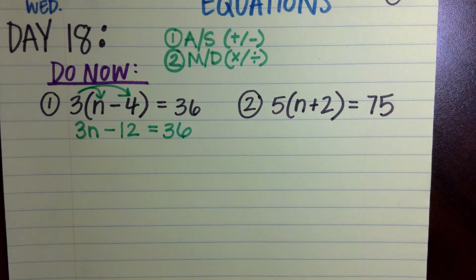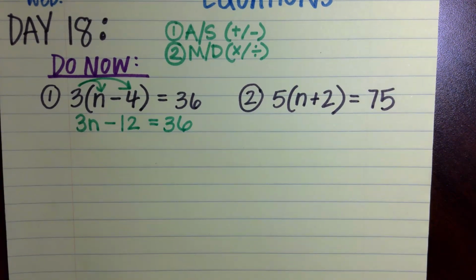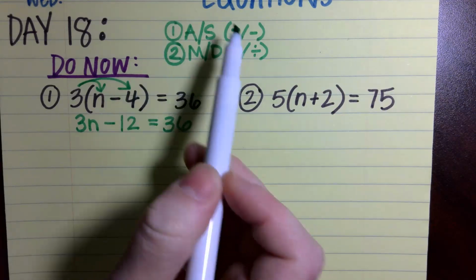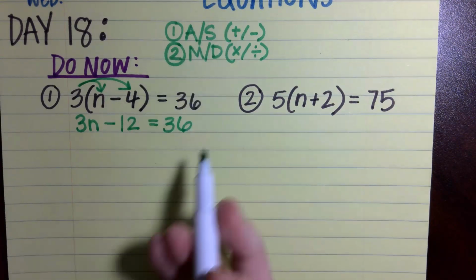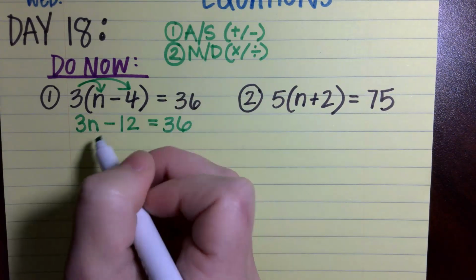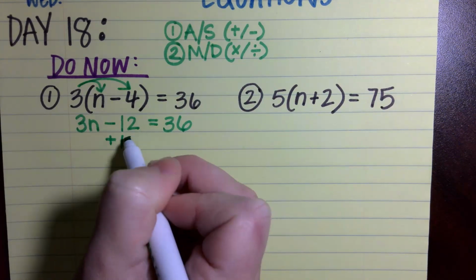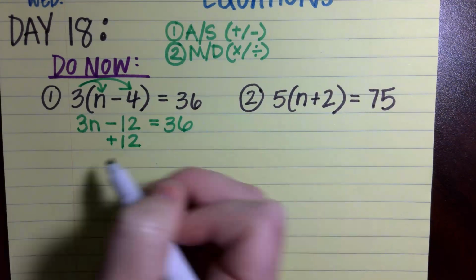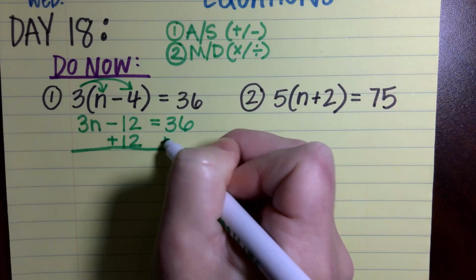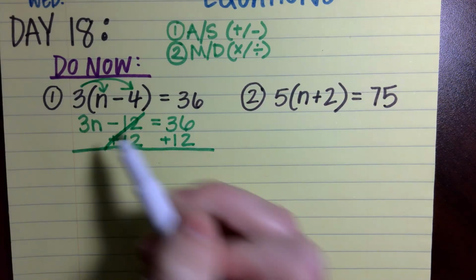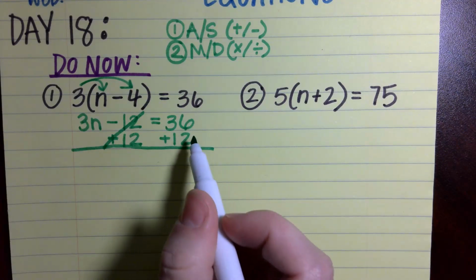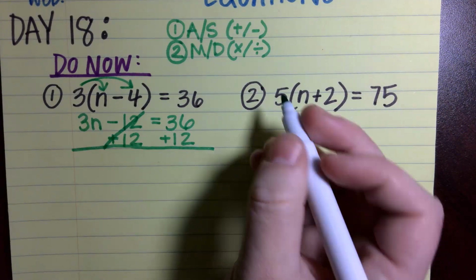What would I do next? Plus 12. Yes, since we got rid of that distribution, we can go back to our regular problem solving rules. We'll do our addition and subtraction first. So if we have 3 times n minus 12, you are exactly right. We're going to add 12 to cancel that out. And where else are we adding 12? Under 36. Good. So my 12s are going to cancel out. And what is 36 plus 12? 48.